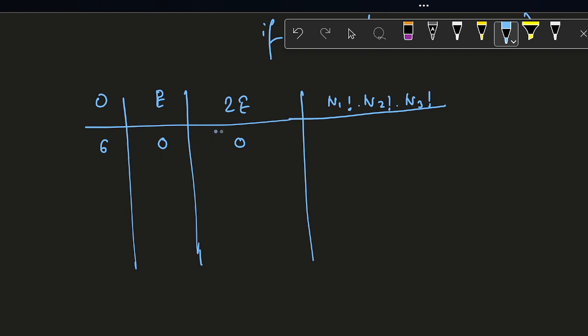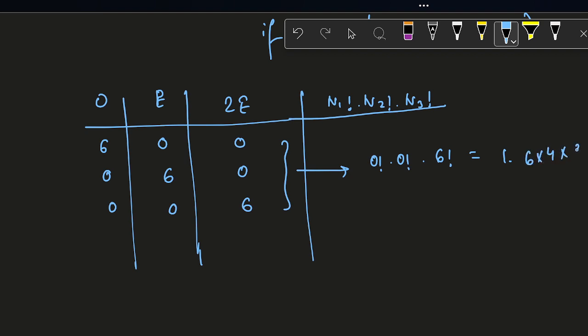But now this can have different possibilities, because you can place all 6 particles in the level of energy E or the level of energy 2E. So you can put it like 0, 6, 0 or even 0, 0, 6. In all these 3 cases, the product of the factorials remains the same. Two of them are 0, so it is 0 factorial into 0 factorial into 6 factorial. 0 factorial is 1, so 6 factorial is 6 into 5 into 4 into 3 into 2.